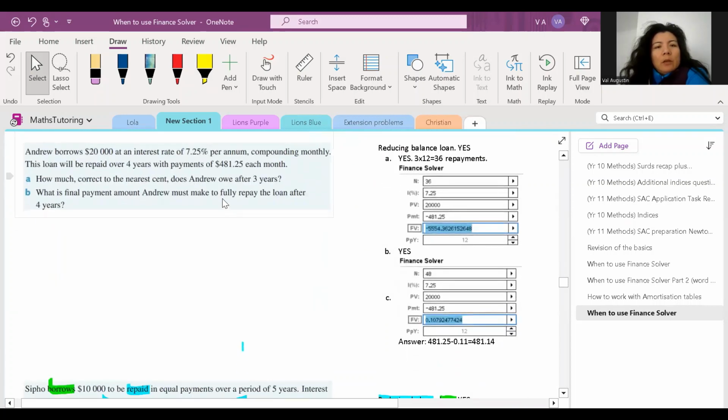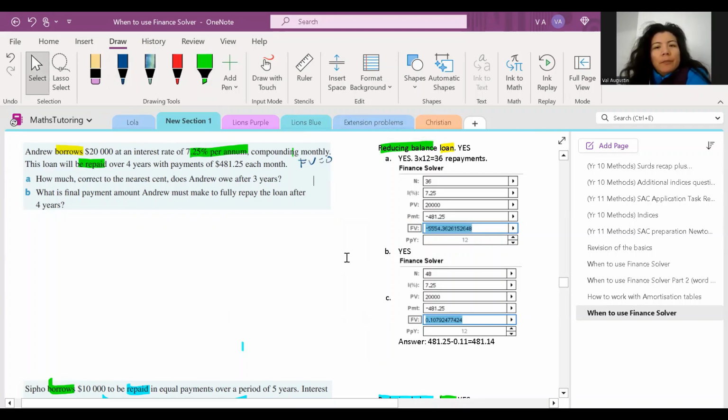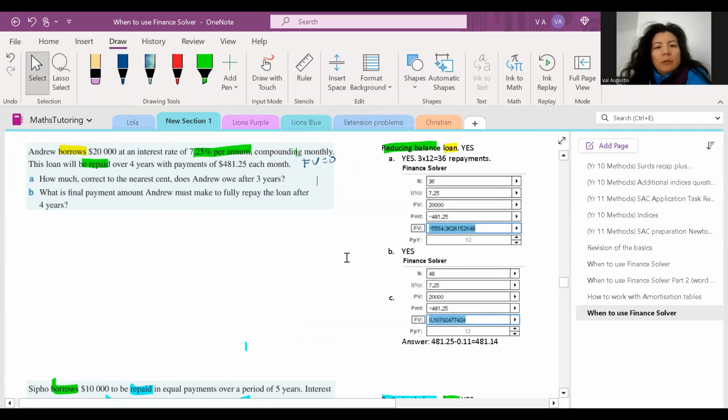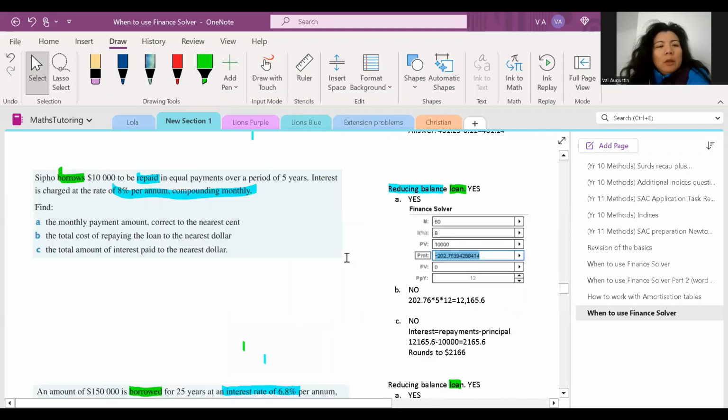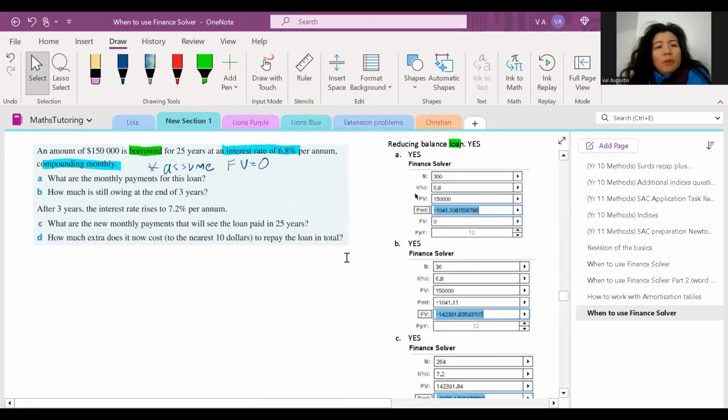This one is a reducing balance loan. The loan will be repaid, so that means the future value is 0. And it's a definite yes for the Finance Solver. And here are my workings out. This one is a yes as well for part A. For part B, you have to use your formulas. Reducing balance loan here, definite yes.